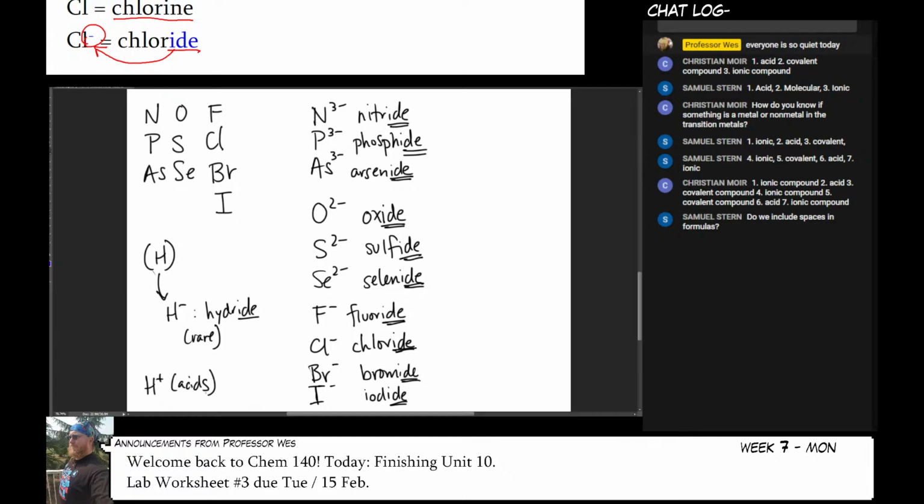And H plus actually has a different name. We're going to talk about it in the acids part. Actually, we're not going to talk about it in this class. We're going to talk about it in 163. But in case you're curious, H plus isn't really found on its own in a solution. It attaches to water, and so we call it hydronium, which is H3O plus. And we'll talk about that in 163.